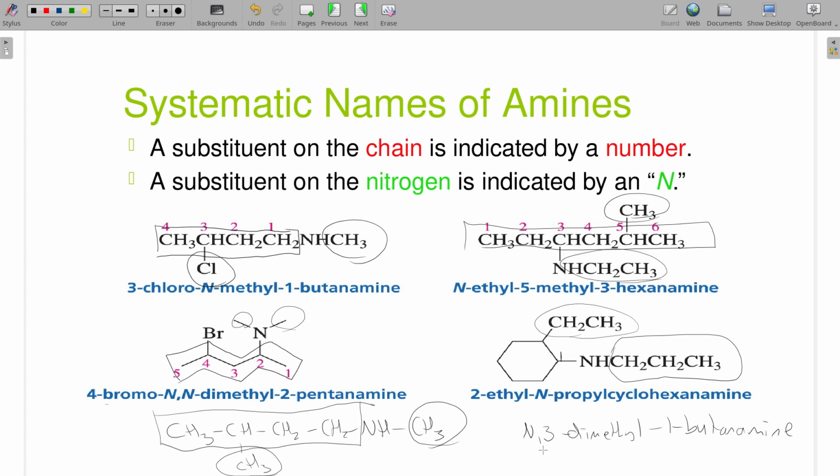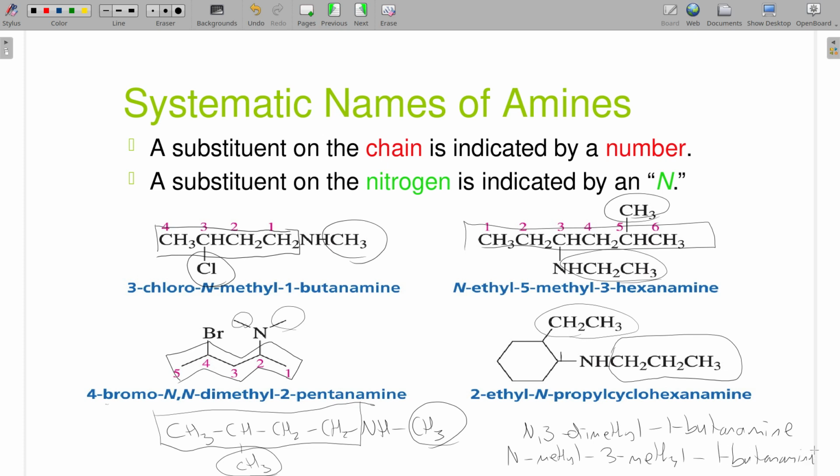But what we're going to see as well in the literature is they will separate these out. And what I mean by separating them out, we'd see N-methyl, 3-methyl, 1-butanamine.